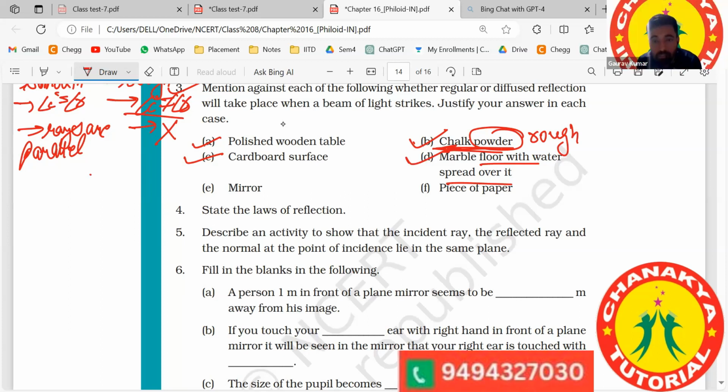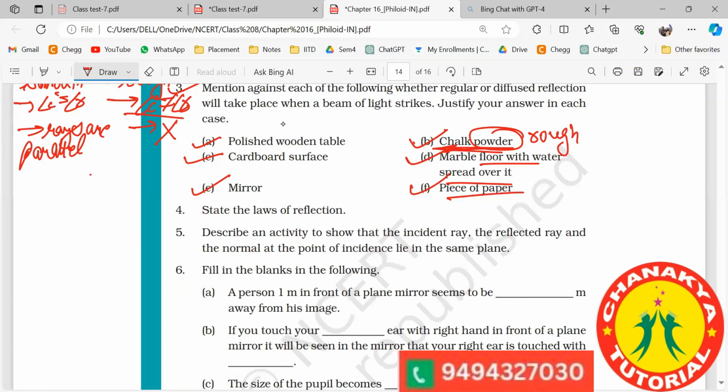Okay, match the following: whether regular or diffuse reflection. Mirror is also smooth. Regular reflection. Yes, it is regular and smooth. Mirror is regular. Piece of paper is diffuse reflection. Rough surface. Yes, it is a rough surface.